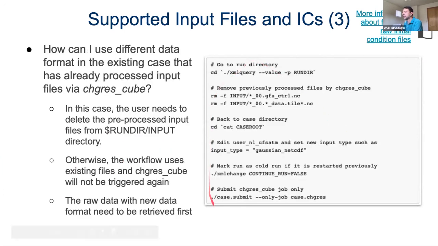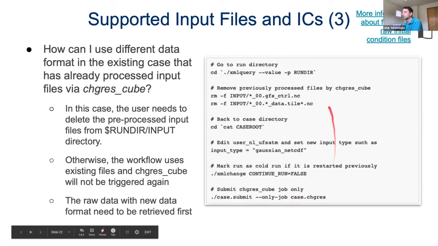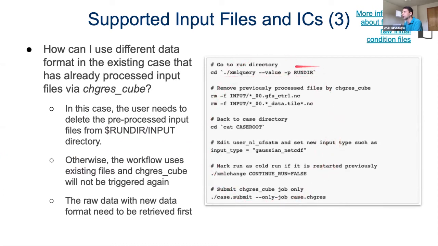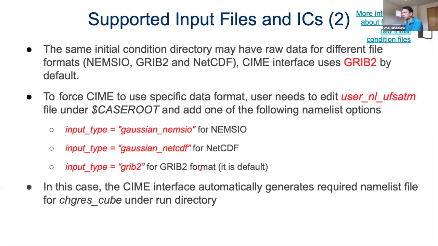So these are the basic steps to use different input types. You can query your input directory. Let's assume that you ran the model with GRIB2 format, and you want to run with NetCDF. The current workflow runs like that.